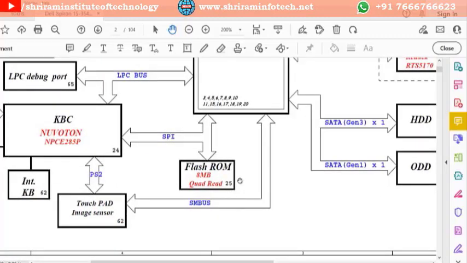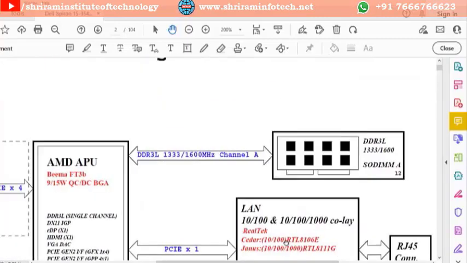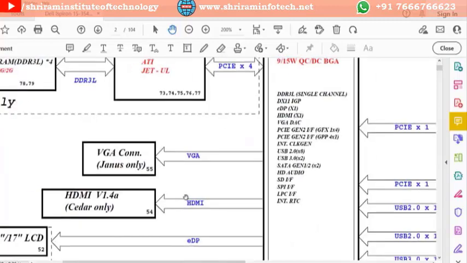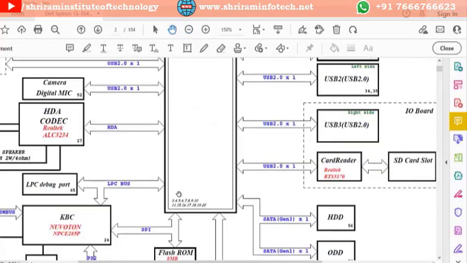So page number 25. Then this is the memory. This is RAM DDR3L, which is on page number 12. And if it is a graphics chip, GPU, graphics processor, then the information will be on 73, 74, 75, 76 and 77. So like that, different things are given in this block diagram, showing where they are connected.